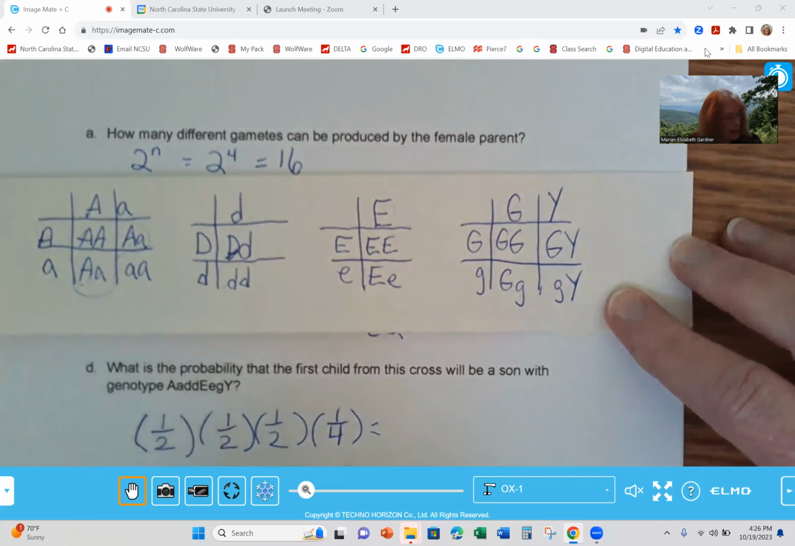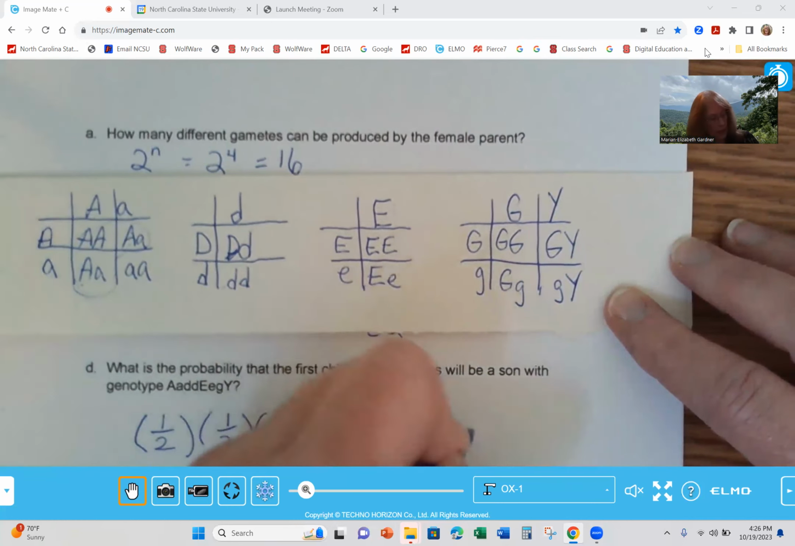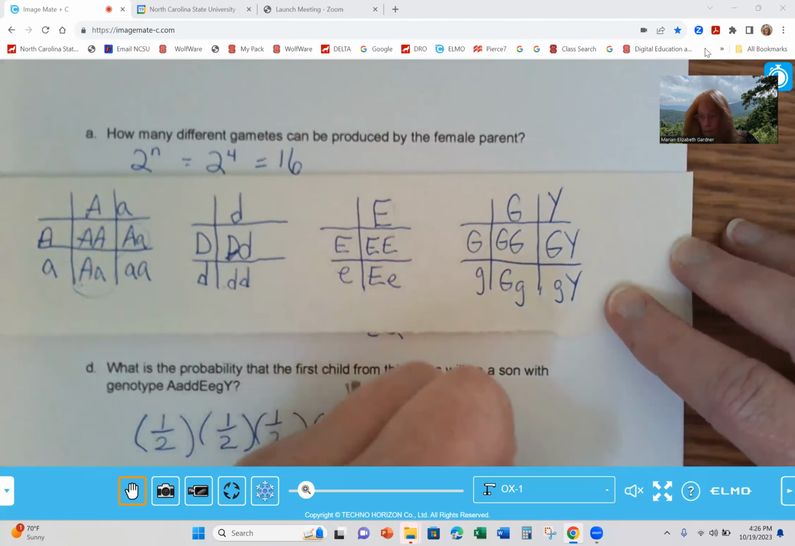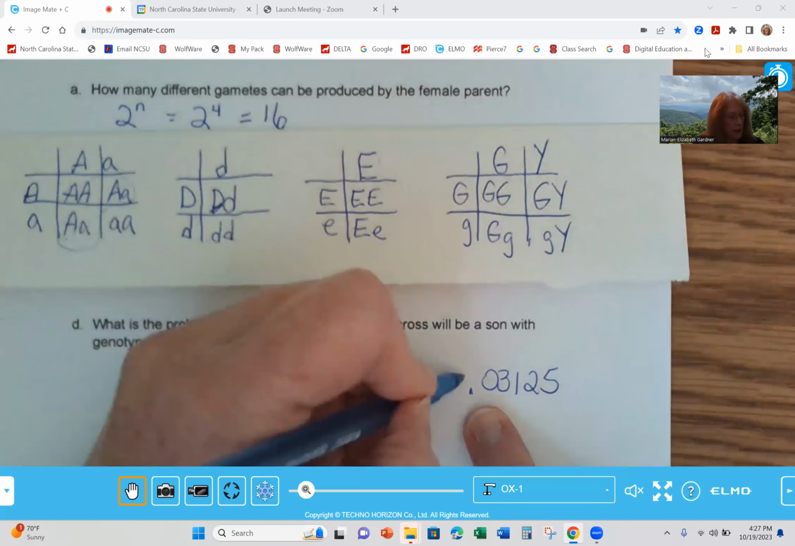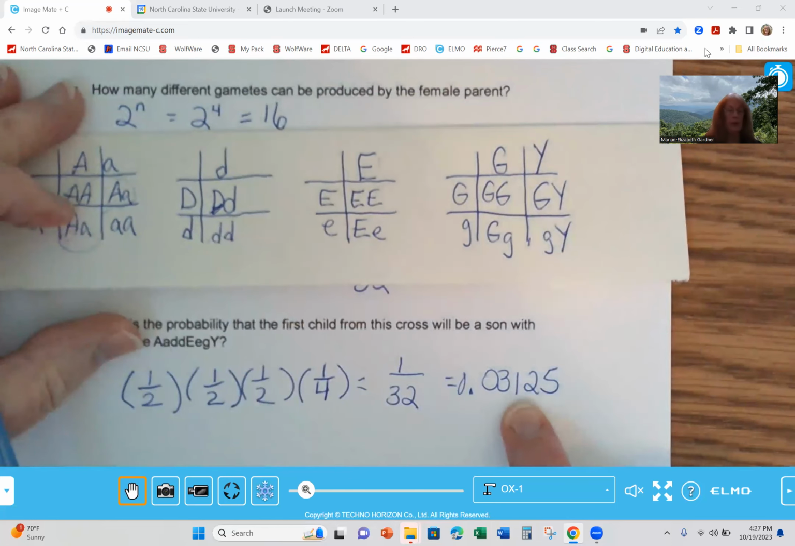So if I multiply this together, I get 1/32. And I can divide that out in my calculator to get the decimal, 0.03125.